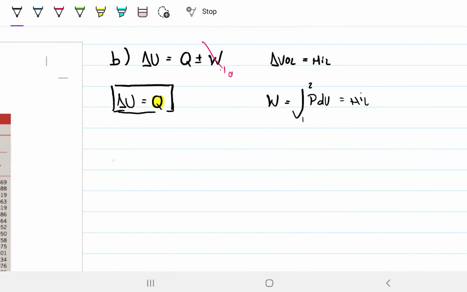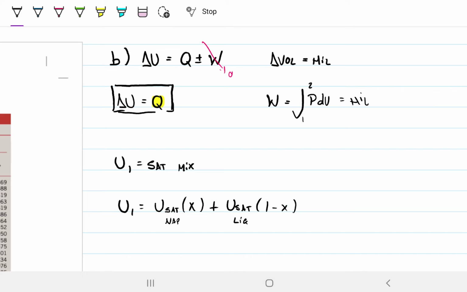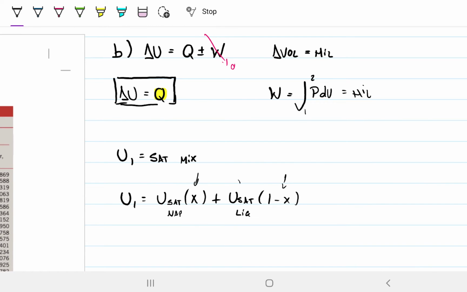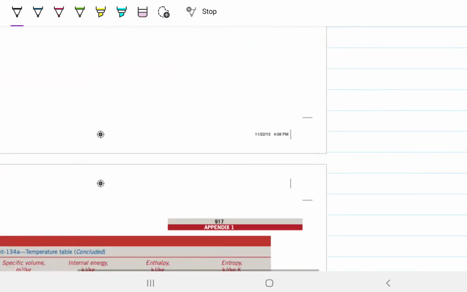So that's very straightforward. In the case of U1, in state 1, we know it's a saturated mixture. And we can do exactly the same thing we did for the specific volume. I'm going to take the internal energy of the saturated vapor and multiply it by my quality, which is the fraction of saturated vapor that I have. Then I'll take the one for the saturated liquid and multiply by whatever is not vapor. This is the 40, this is the 60. All I need to do is grab these values off the same row that I was on before.